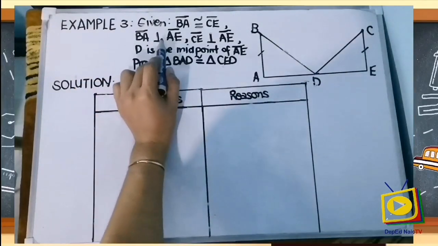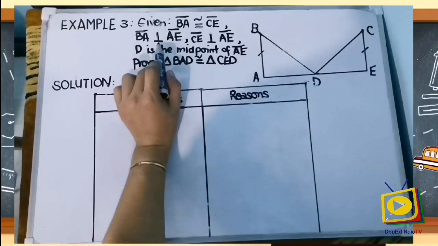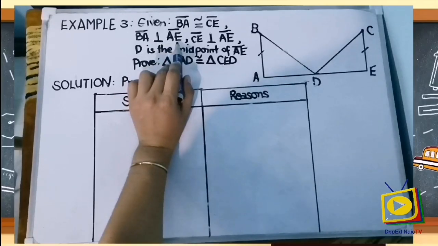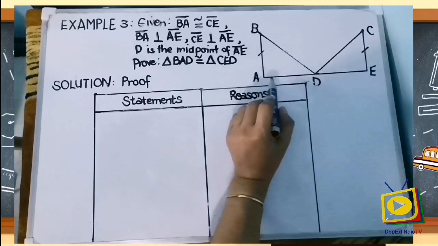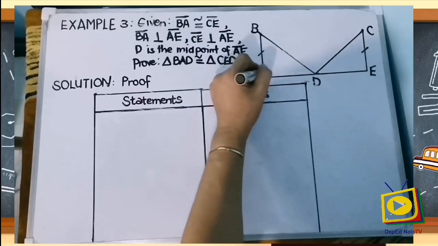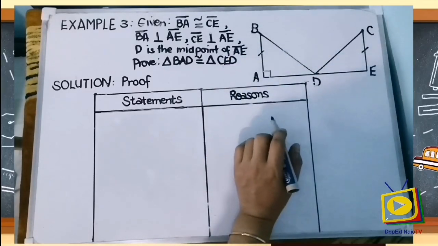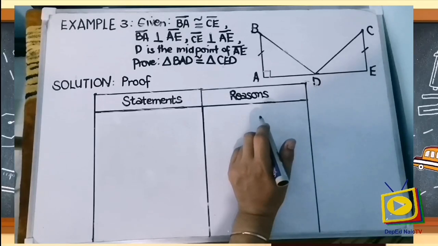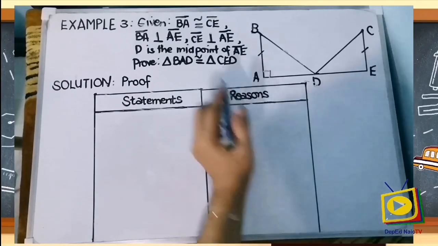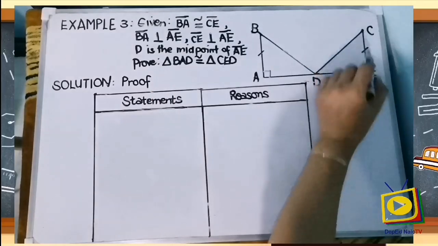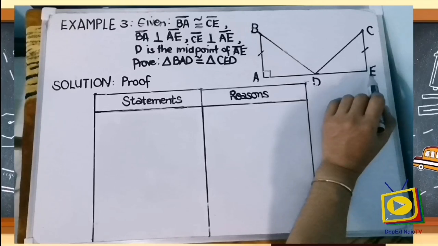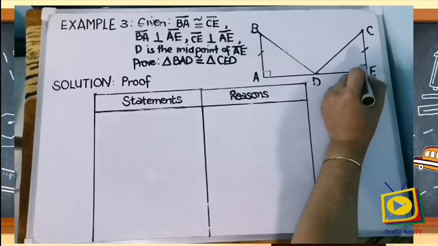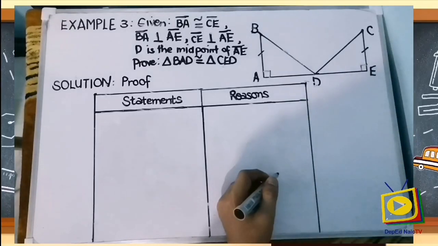BA, this is the symbol for perpendicular, to segment AE. So BA is perpendicular to segment AE. Meaning to say that if they are perpendicular with one another, it forms a right angle, so the measurement is exactly 90 degrees. And then same with segment CE, it is perpendicular with segment AE, so it also forms a right angle.